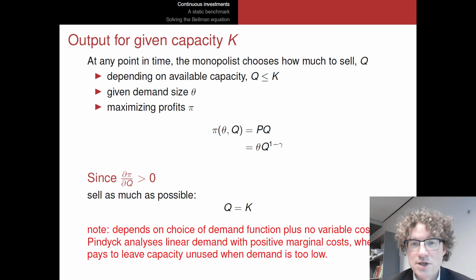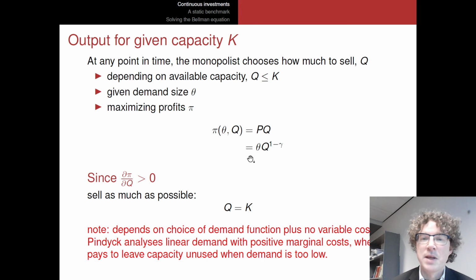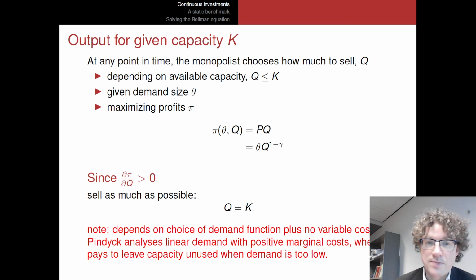So again, using our demand form, P equals theta times Q to the power minus gamma. I will multiply that P times Q, then I get what's over here, theta times Q to the power 1 times Q to the power minus gamma. Or in other words, theta times Q to the power 1 minus gamma. I want to maximize this. So how do I maximize this? Well, I need to choose my Q to make these profits optimal. So let's have a look at the derivative of these profits.